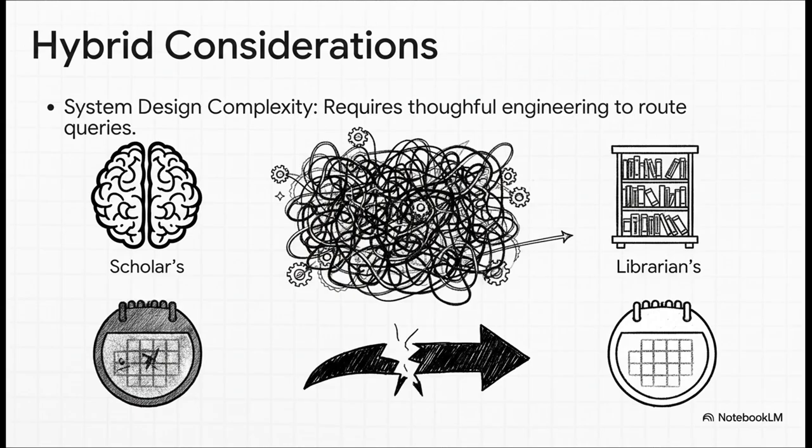Now, of course, a hybrid system like this brings its own set of challenges. I mean, engineering a system that knows when to rely on its internal knowledge versus when to go look something up, that takes some really thoughtful design. And you have to be careful that the scholar's baked-in knowledge doesn't start to conflict with what's in the library's newest books. Keeping them in sync is a real consideration.